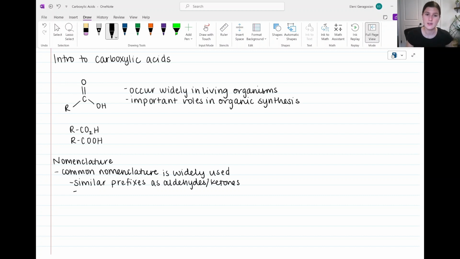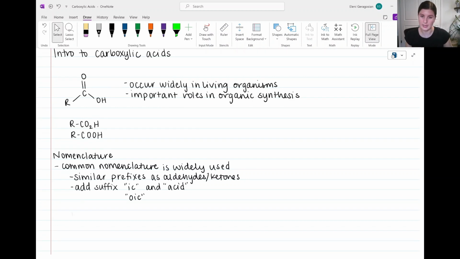And then at the end of the name, so in molecules where carboxylic acids are the priority group, which often they are, they have a high priority in general. The end of the name ends in either ic acid, so IC and then acid, or oic acid, OIC and then acid. So we add suffix ic and acid, in some cases oic, and we'll look at examples of both of these.